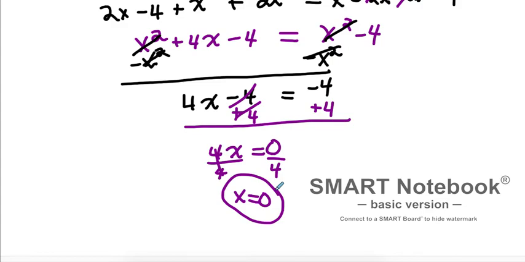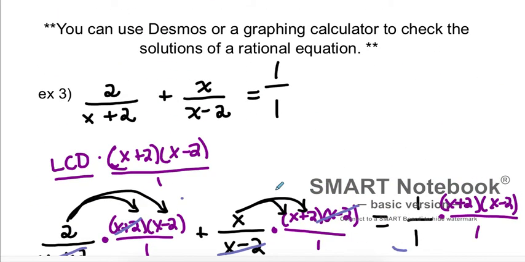Okay, so before we do anything, I want to go back up and write our restrictions and make sure that that's not a restriction. So let's see. X cannot be negative 2, and it looks like 2 from here, right? Guys, if you're having trouble coming up with the restriction, just take every denominator and set it equal to 0 and solve. So here, what would make x plus 2 0? That would be if x was negative 2. And here, what would make x minus 2 equal to 0? That's if x was 2.